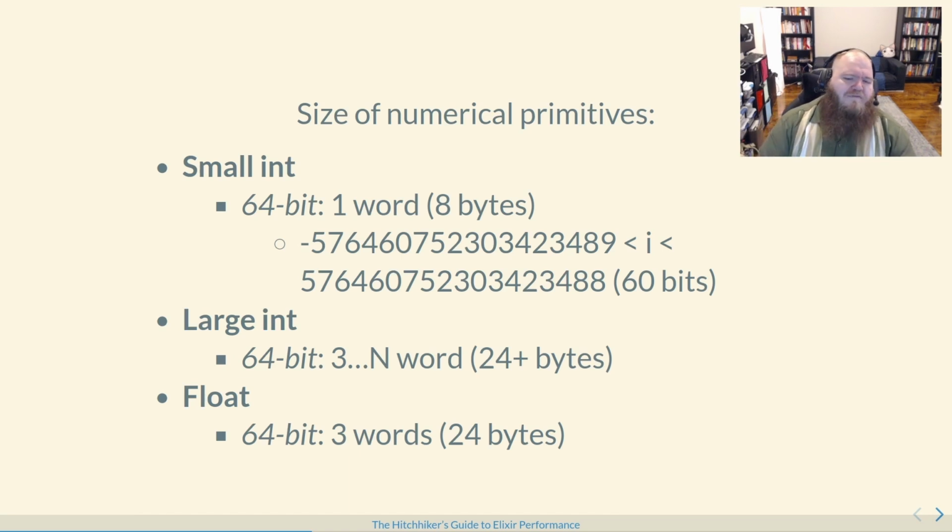If it's a large integer, which is to say larger than a small int, larger than 5 gorillion in size, that can be represented by at least 3 words, possibly more, because we do support arbitrary precision integers, which is going to be at least 24 bytes. And then a float, again, is going to be 3 words, which is 24 bytes.